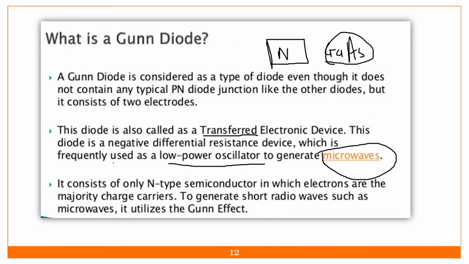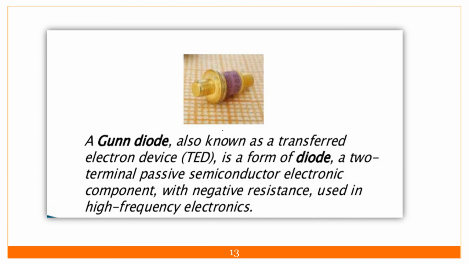It consists of only N-type semiconductor, as we have discussed, in which electrons are the majority charge carriers. To generate a short radio wave, such as a microwave, it utilizes the GUNN effect. We will see the GUNN effect in the next slides. So this is a GUNN diode, which we can use to generate microwave frequency. If you apply voltage, it generates a microwave frequency.